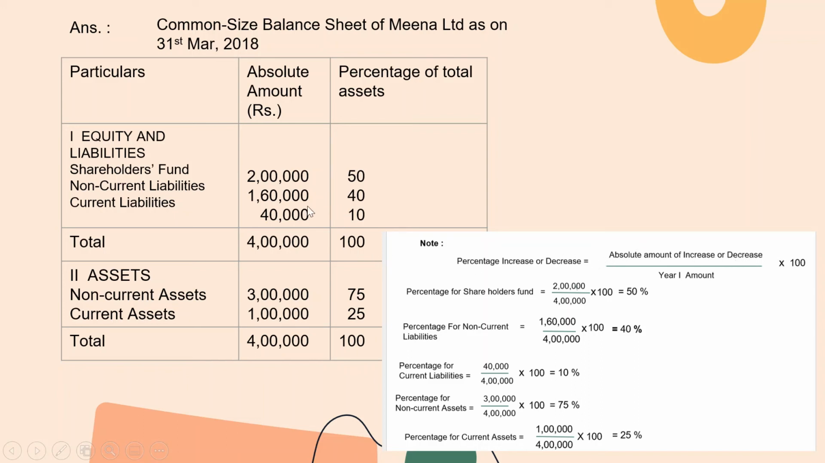Now 1,60,000 divided by 4 lakhs into 100, 40%. Now 40,000 divided by 4 lakhs into 100, that is 10%. When you add all these things, it should come to 100. And now non-current assets, you have to write 3 lakhs divided by 4 lakhs, that is 75%, and then 1 lakh divided by 4 lakhs will give you 25%. See, it is given here, non-current assets.